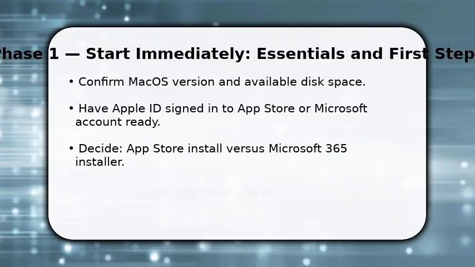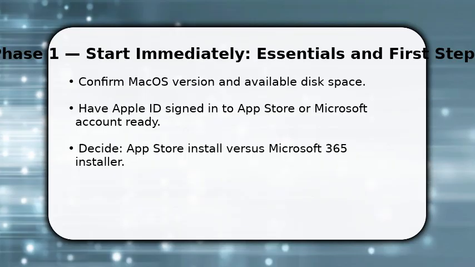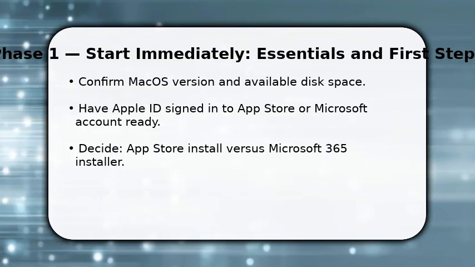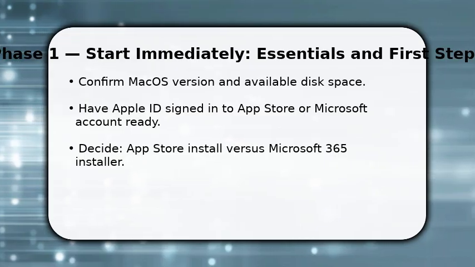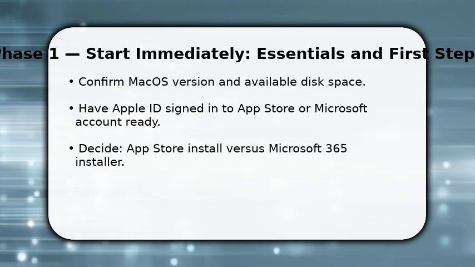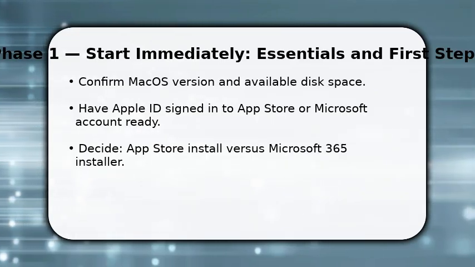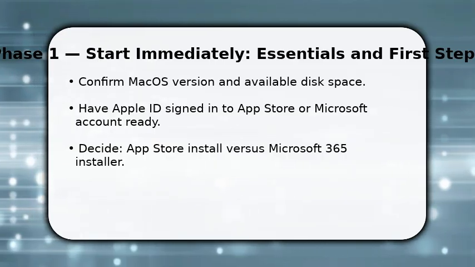You're ready. First, confirm your Mac OS version and that you're signed into an Apple ID. This avoids install blocks. Next, decide whether to get Word from the App Store or via Microsoft 365. Each method requires a sign-in. Once decided, open Spotlight with Command plus space and type Word to check if it's already installed.